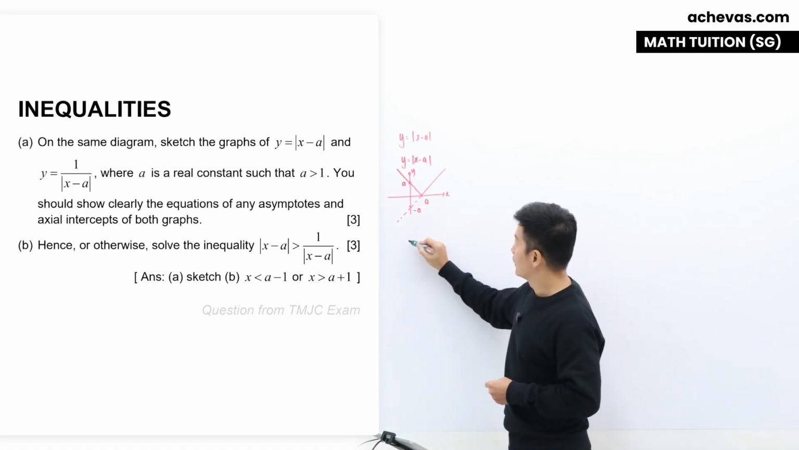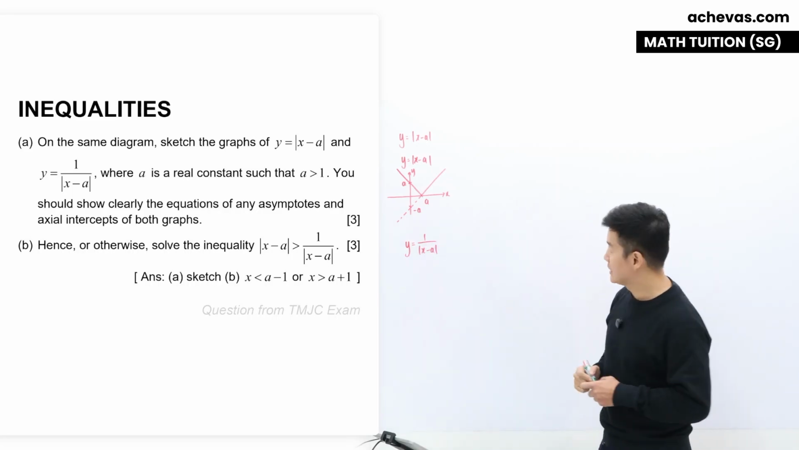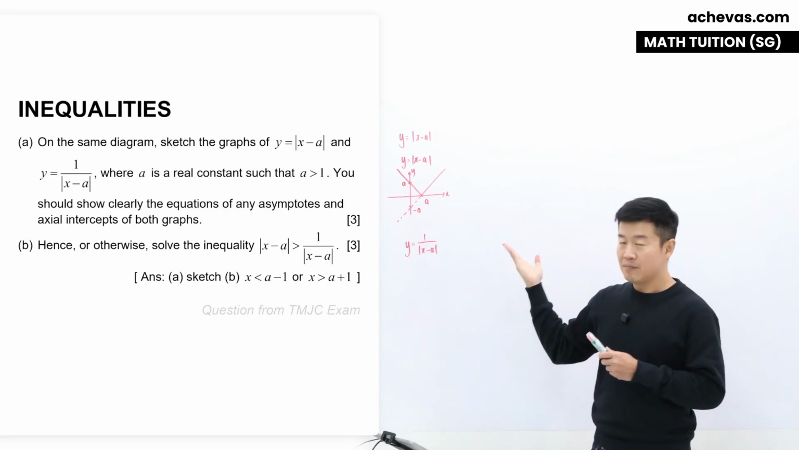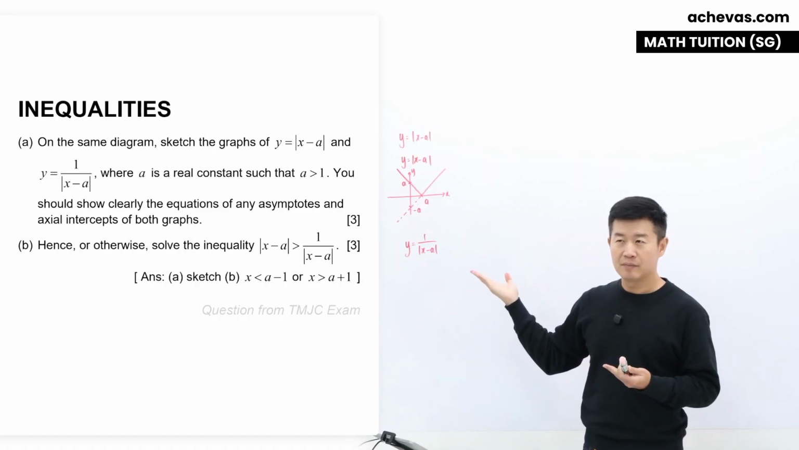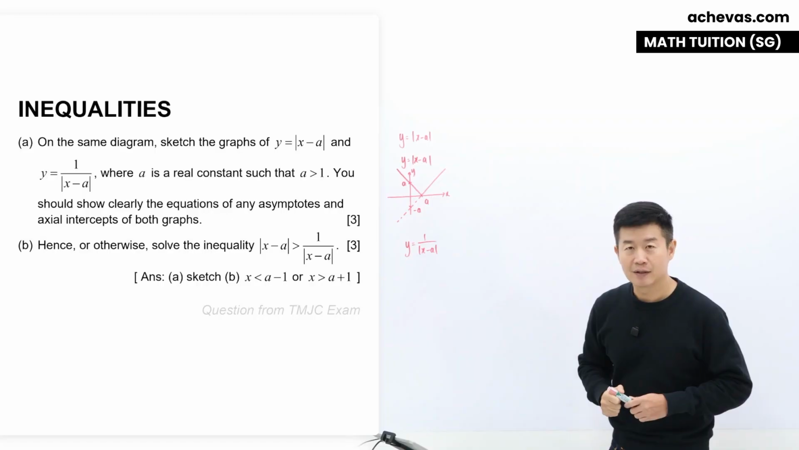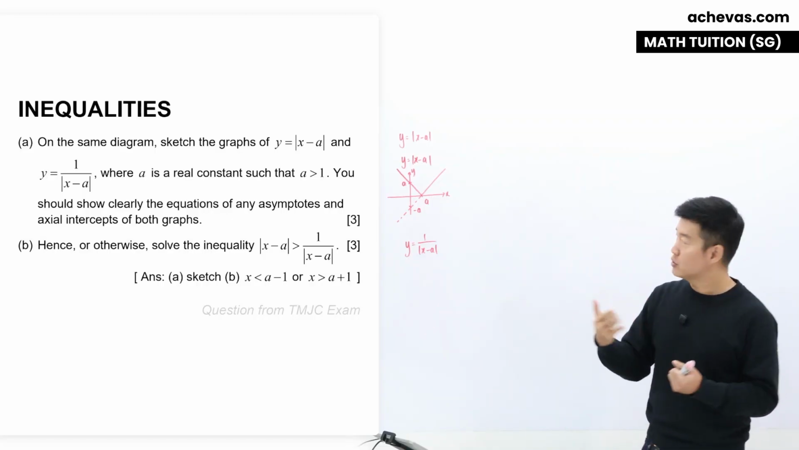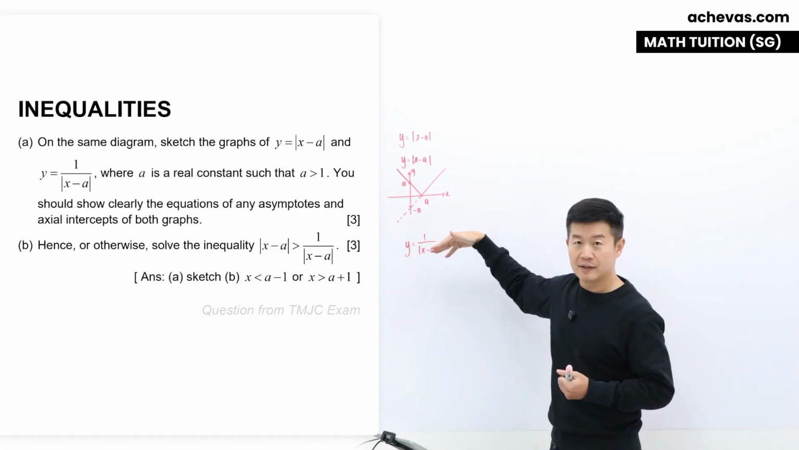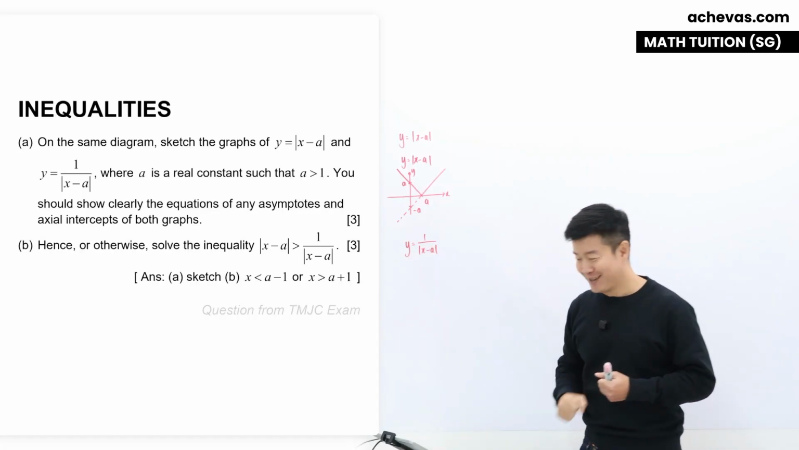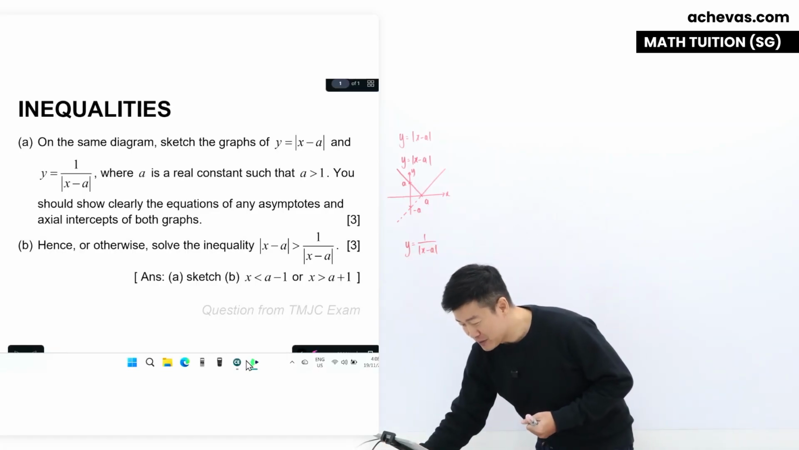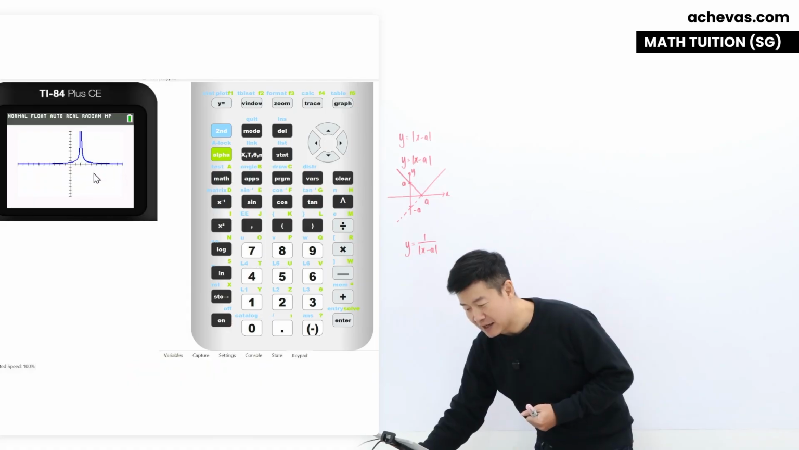For the other graph, the graph of y is equal to 1 over modulus of x minus a, we can make use of our graphing calculator, maybe letting a be equal to 2, let it go into the calculator and we will see what our calculator will be showing us. Or we can also try to do a reciprocal of this. Let's just use our calculator. Okay, so if I were to be using my calculator, I've already let a be equal to 2, drawing the graph that is like this.